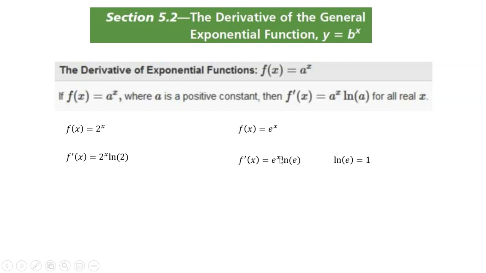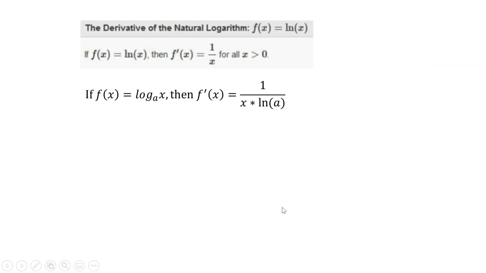It is e to the x multiplied by the natural log of the base e. But in the case of e, because the natural log of e is 1, it didn't change it. It's still going to be e to the x. Okay? Pretty straightforward, hopefully, so far. And that's why it just works out to be e to the x, because that ln of e being 1 makes it just e to the x. Okay.